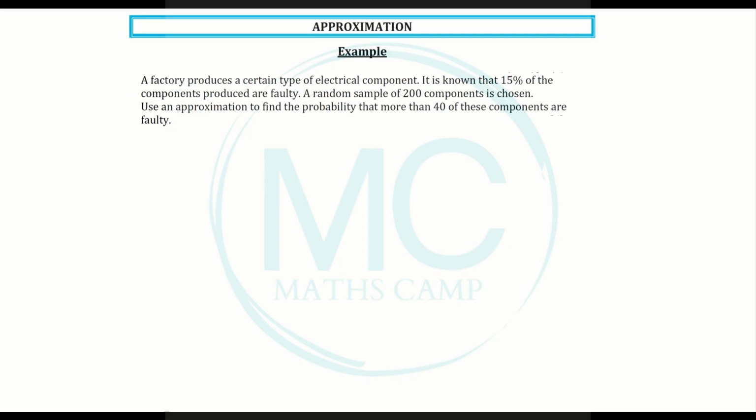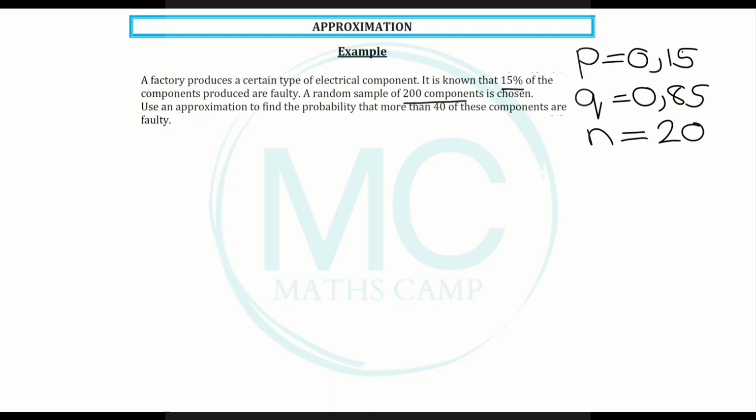Once again, let's start with our N, P, and Q values. 15% are faulty. This is our P value. So the decimal, we can say P is equal to 0,15. Q is the complement. So here Q will be equal to 0,85. The sample consists of 200 components. So N is equal to 200.